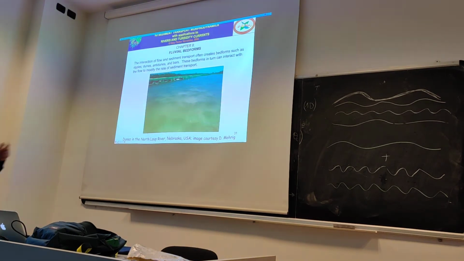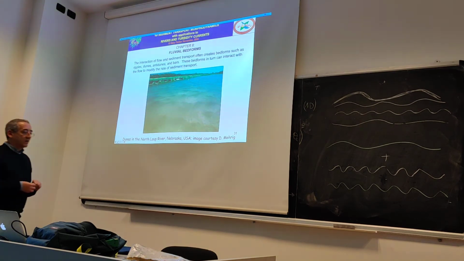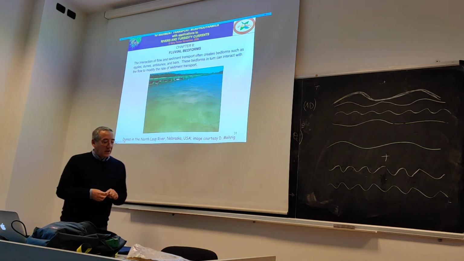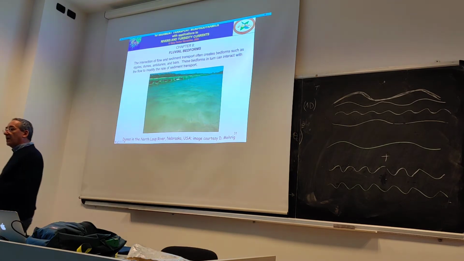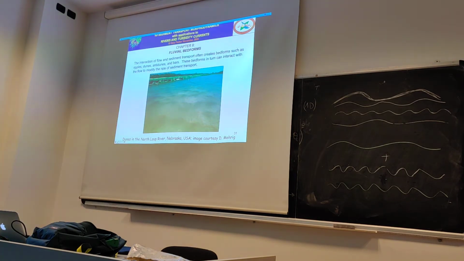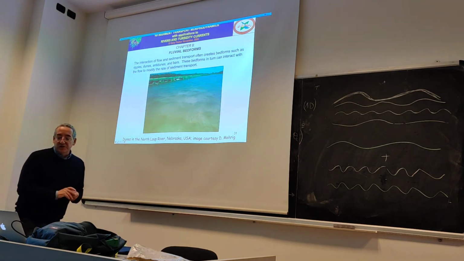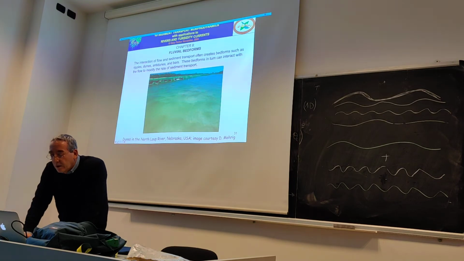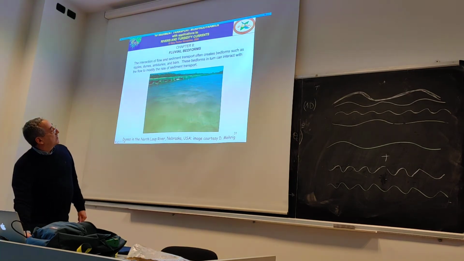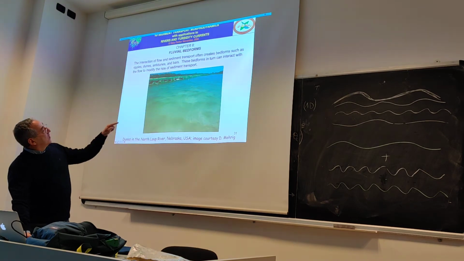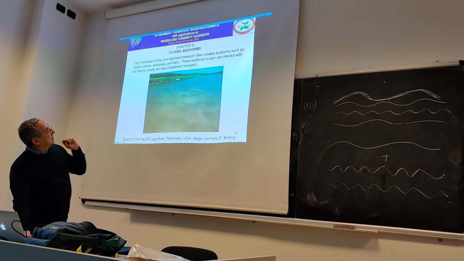And most of the considerations I will make in the following are relative to a straight river. Okay, so no planimetric variation, but just a straight reach of the river. You can observe dunes on the bed of this North Loop River in Nebraska.